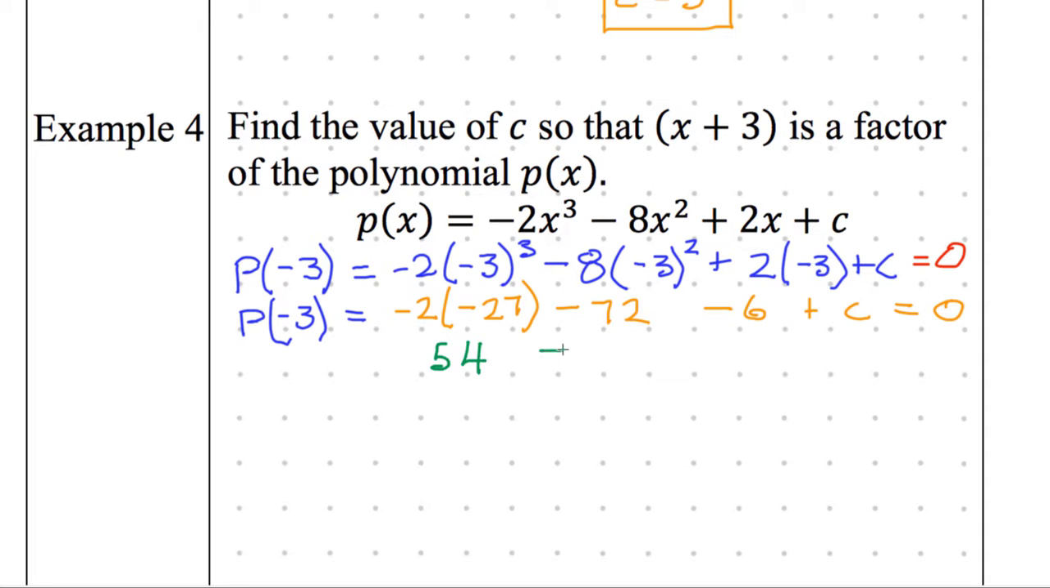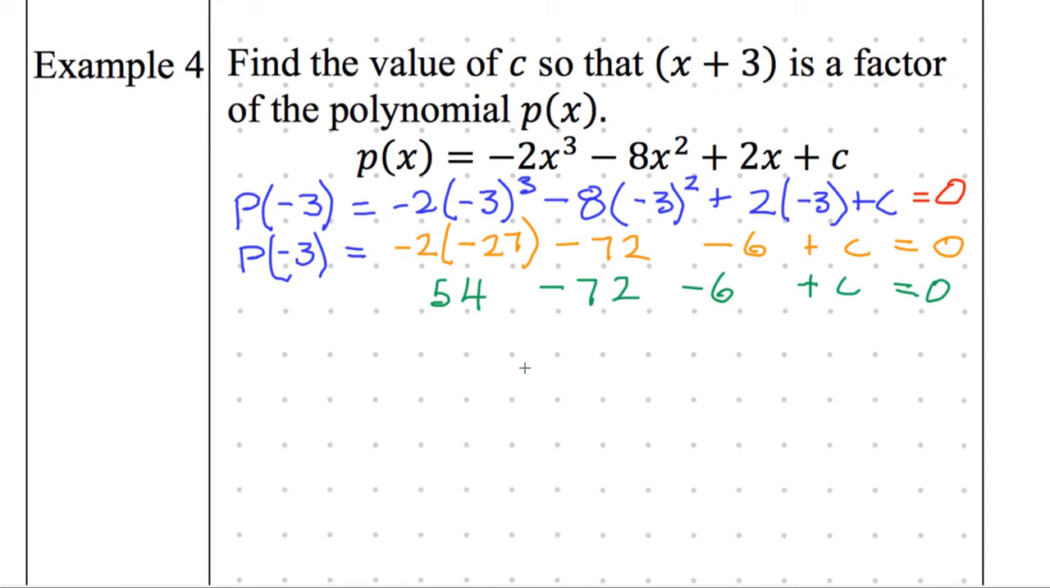54 minus 72 minus 6 plus c is equal to 0. Simplify this. 54 minus 72 is negative 18, and then you subtract the 6, so negative 18 minus 6 is negative 24. Then you got negative 24 plus c equals 0. Then you add 24 to the other side, and you get c equals 24.